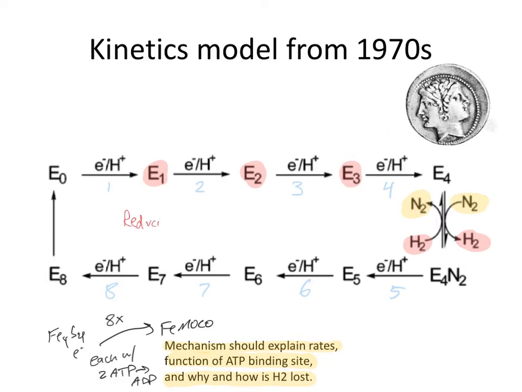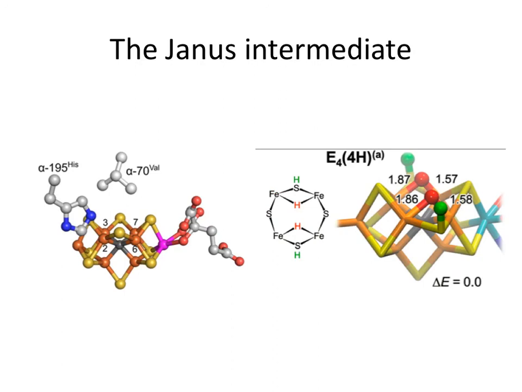The reducing equivalents are stored as hydrides. This was all proposed, and subsequent studies supported this hypothesis that hydrides are the source of electrons, of reducing equivalents, in this model. So let me orient you to what we're looking at here. On the left is a zoom in of the FeMo cofactor showing some nearby amino acids. And on the right is the Janus intermediate and a ChemDraw picture of what that Janus intermediate looks like.